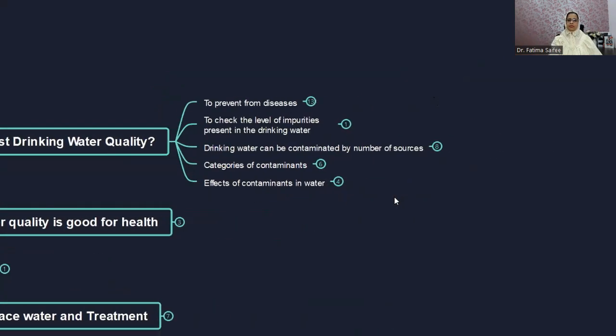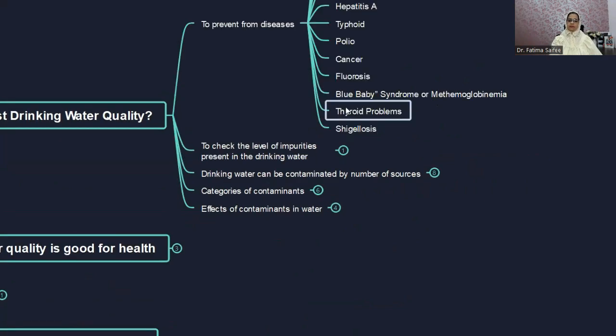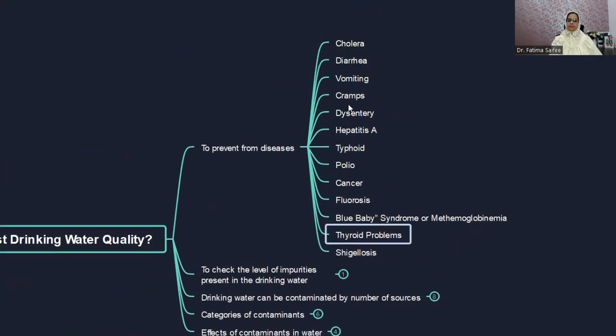The first reason is to prevent diseases. What do we call a disease? There are a lot of diseases which can occur because of the impurities present in the water as well as in food. But even food you have to cook with the help of water itself. So water is the basic necessity, and that shows how important it is in our life.